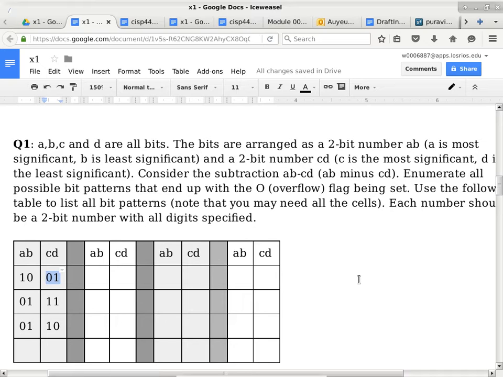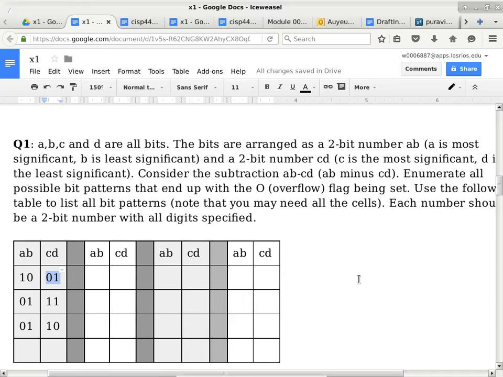Remember in class I talked about the number wheel? The overflow flag is when you cross over from the most negative value to the most positive value. When you cross that border, that's when the overflow flag is set.